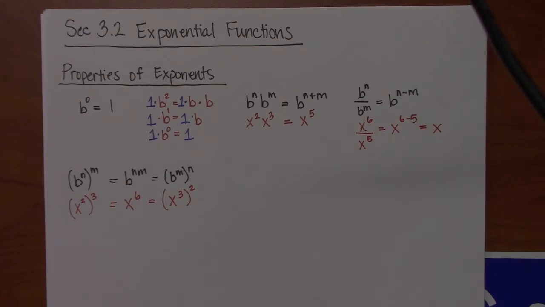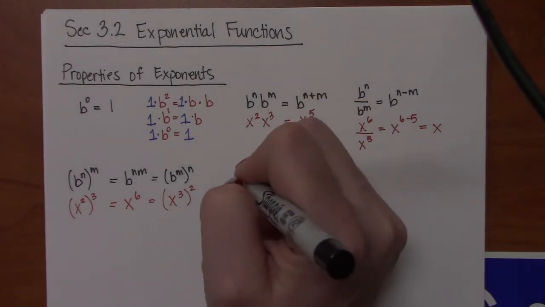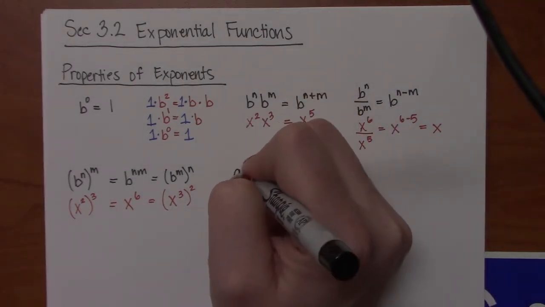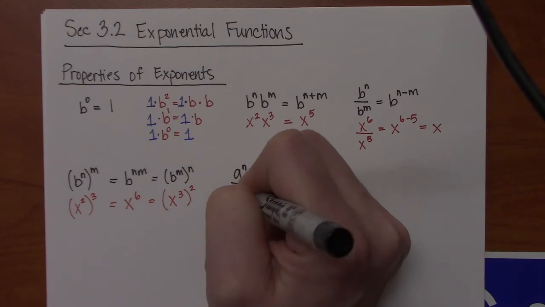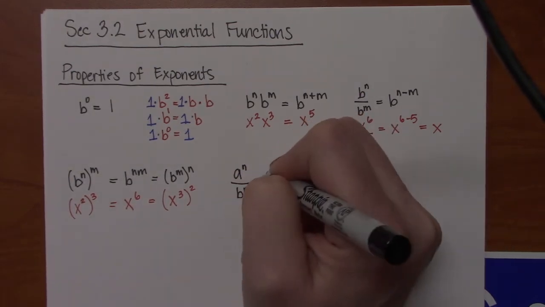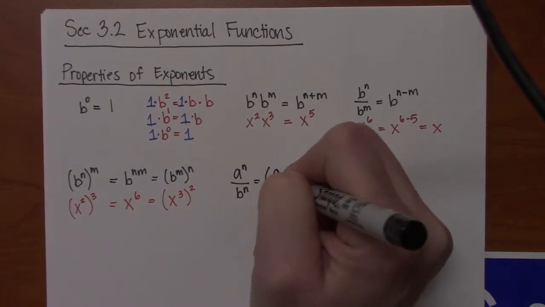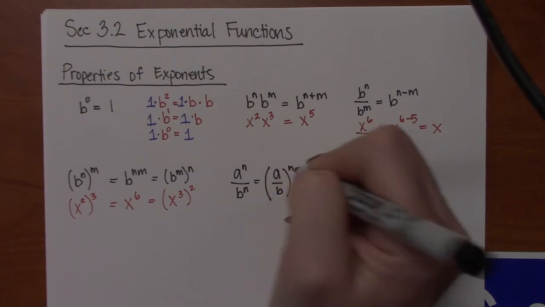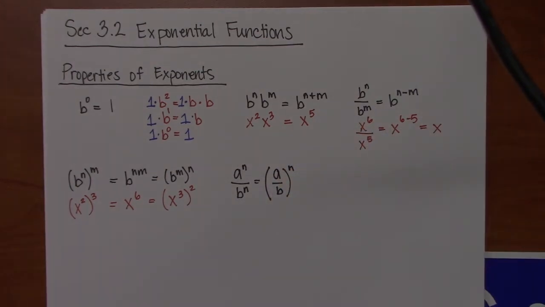If we have two different bases, but they're raised to the same exponent. So if I have a to the n over b to the n, that's the same thing as saying a over b all raised to the n. And these algebra properties seem kind of silly right now, and they probably don't even look like algebra, but when you're solving an equation involving exponents, they come in really handy if you know all the rules.